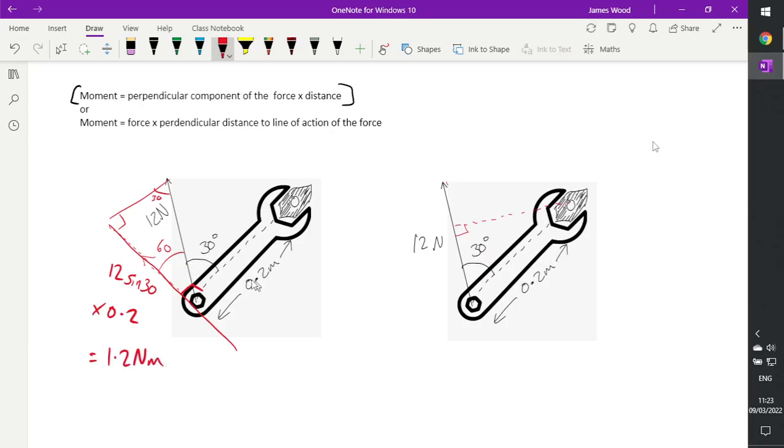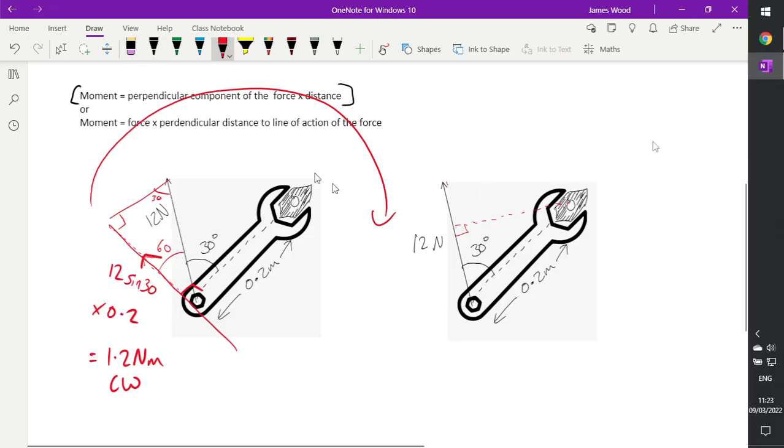So you get 1.2 Newton meters. And we should also state its direction. Here, because the force is this way, this is making it rotate like that. So that is clockwise. Okay. You could also do 12 cos 60, which would obviously give you the same value. Now this interpretation over here, instead, this one we're going to split up using the second definition, and we'll show that we get the same result.